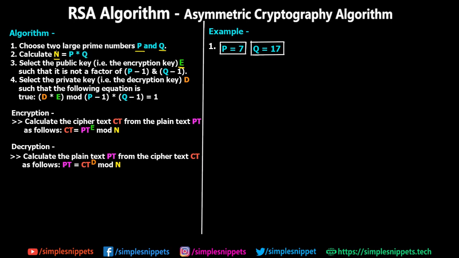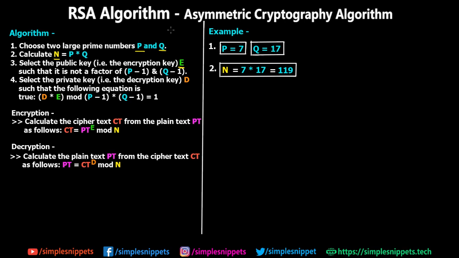So let's see what N is in our case. In our case, N is equal to 7 into 17, that is P into Q, which is 119. Moving on to step number 3. Now we have to select the public key, that is the encryption key E, such that it is not a factor of P minus 1 and Q minus 1. So in our case, P minus 1 is 7 minus 1, which is 6, and Q minus 1 is 17 minus 1, which is 16.